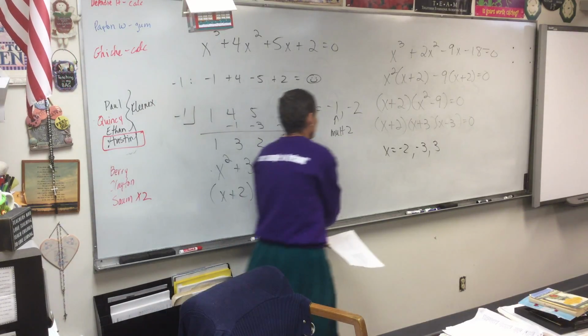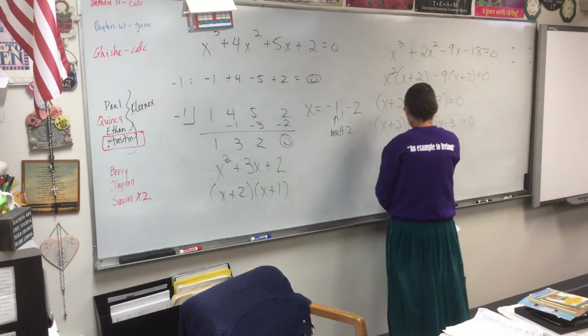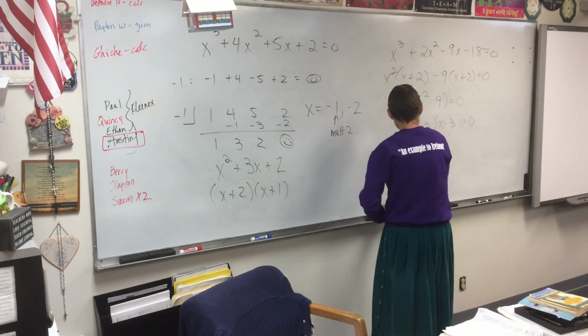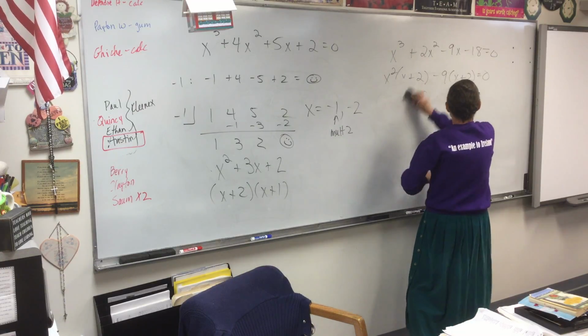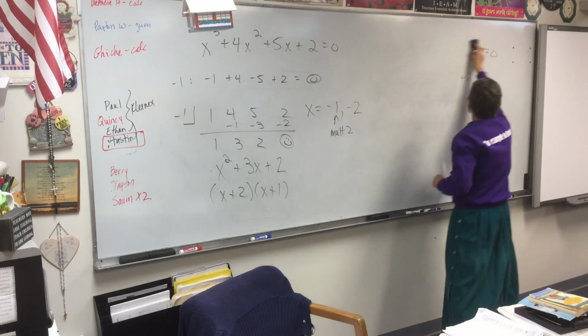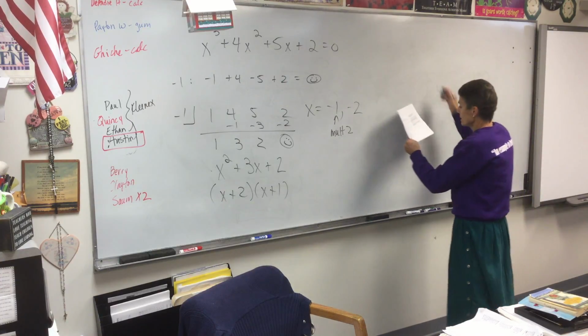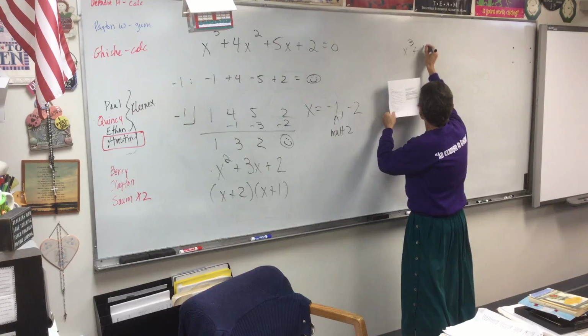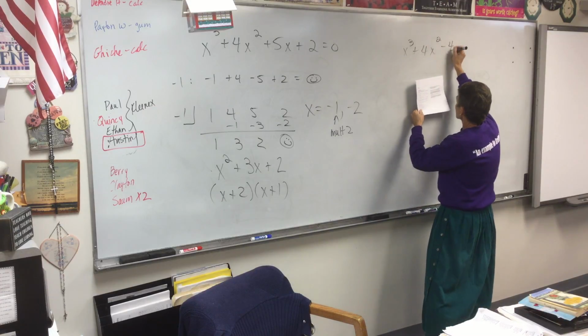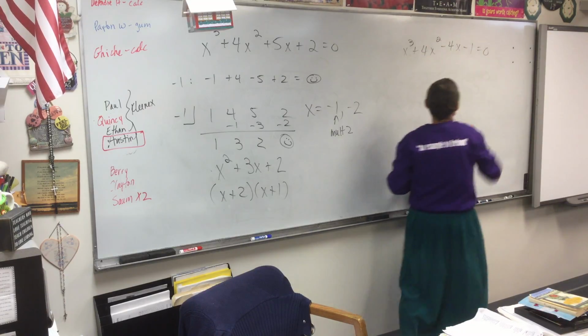Number 9, last solve. I know we've done a lot of solving. This is the last one. All right, so here we go. We have x cubed plus 4x squared minus 4x minus 1. We're going to solve.